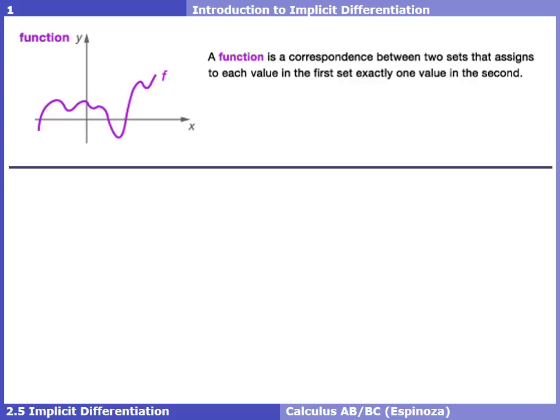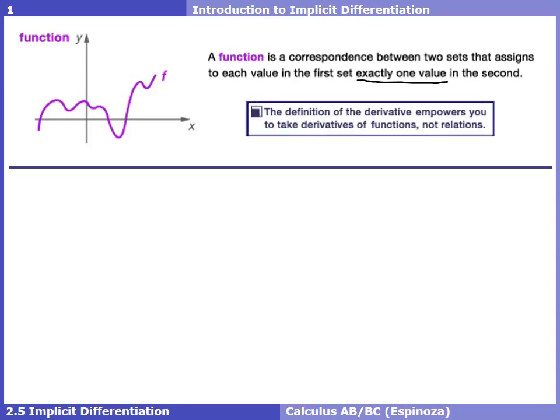So just as a quick review of what a function is. A function is just a correspondence between two sets that assigns each value in the first set to exactly one value. That's the key, exactly one value in the second set. So of course we can draw a little squiggly line here and call it a function. And we know the definition of the derivative gives us the ability to take derivatives of functions, but not relations, which we'll talk about in a moment. So of course, derivatives are just the visual representations of slopes of tangent lines.